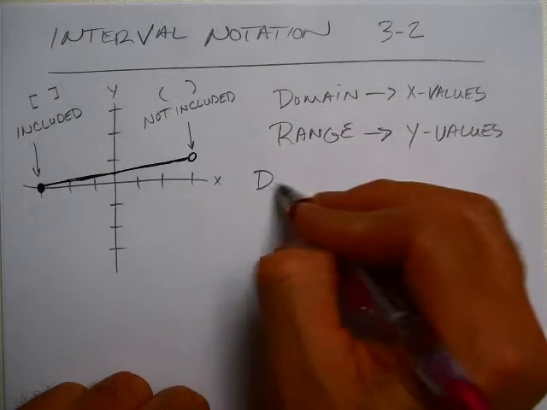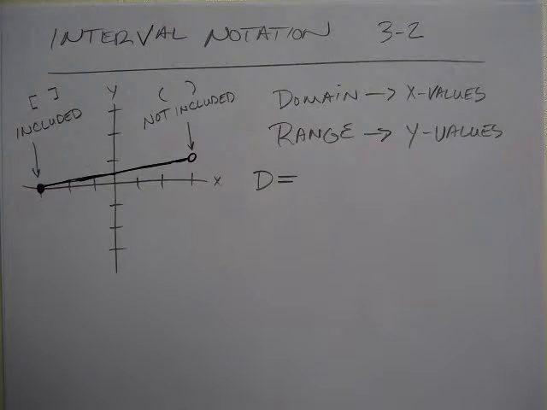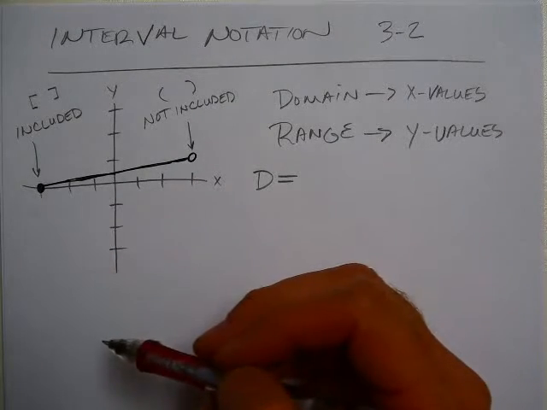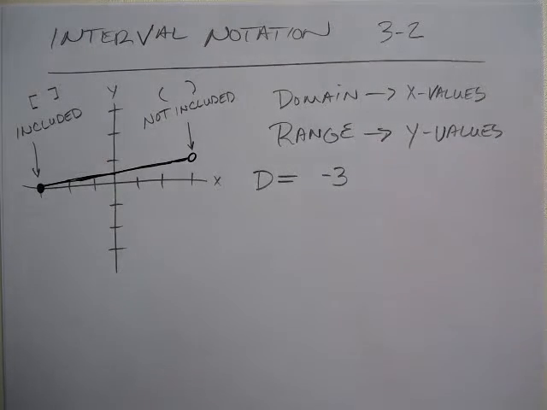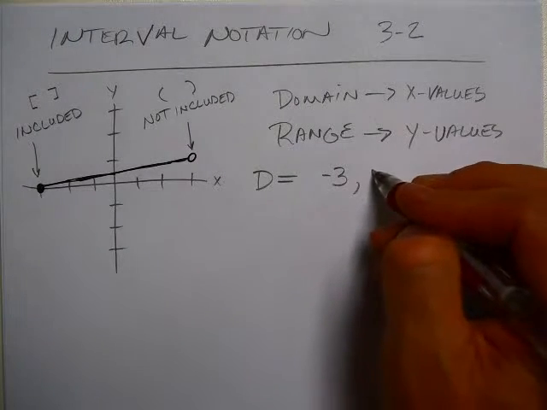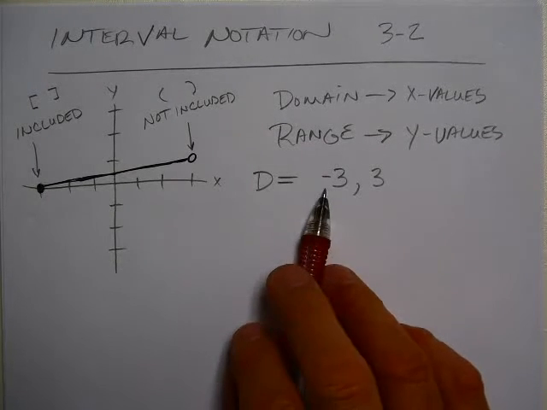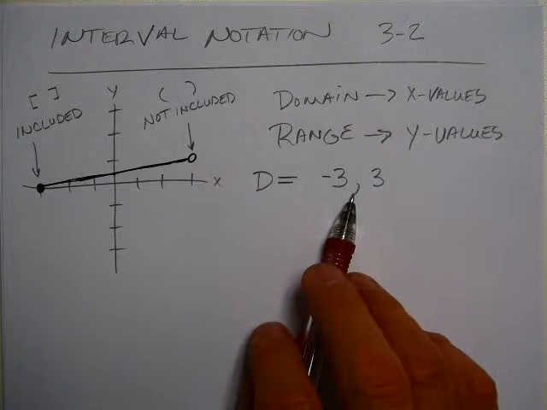So let's talk about this problem. The domain equals. What's the smallest value of x that exists in this function? -3. Yeah, good, Evan. And what is the largest value of x that is shown? Yeah, +3. So remember, these are all the x values. So from -3 to +3, we don't say 2, we put a comma here.